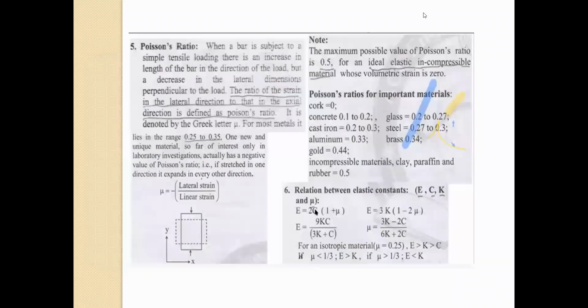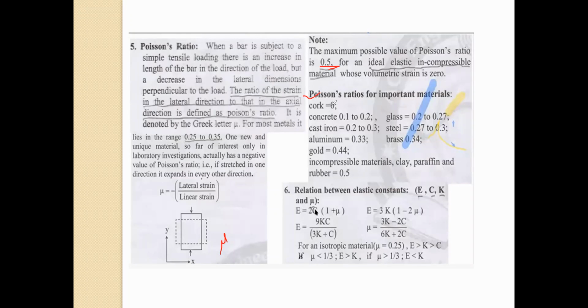Then the next point is Poisson's ratio. Poisson's ratio is denoted by mu. It is the ratio of lateral strain to linear or longitudinal strain, and the range of Poisson's ratio is 0.0 to 0.5 for engineering materials. So mu is lateral strain to linear strain. See here, the maximum possible value of Poisson's ratio is 0.5 for an ideal elastic incompressible material whose volumetric strain is 0.